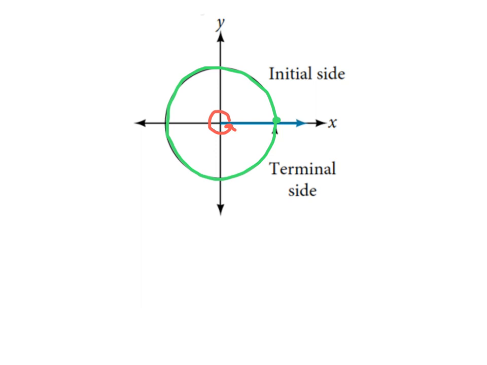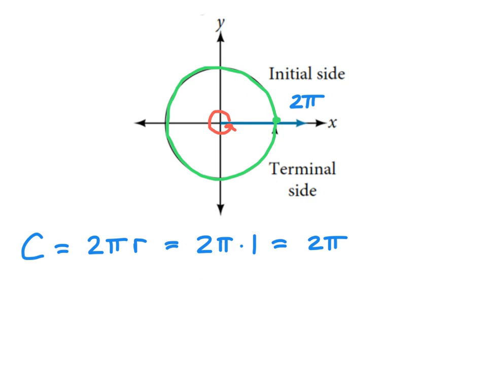And so the radian measure of this angle would be the circumference of the circle of radius 1. And as we recall, the circumference of a circle is 2 pi times the radius of that circle. In this case, that radius is 1. And so we obtain a circumference of 2 pi units. And this is the radian measure of this angle. So a complete rotation is 2 pi radians in measure.